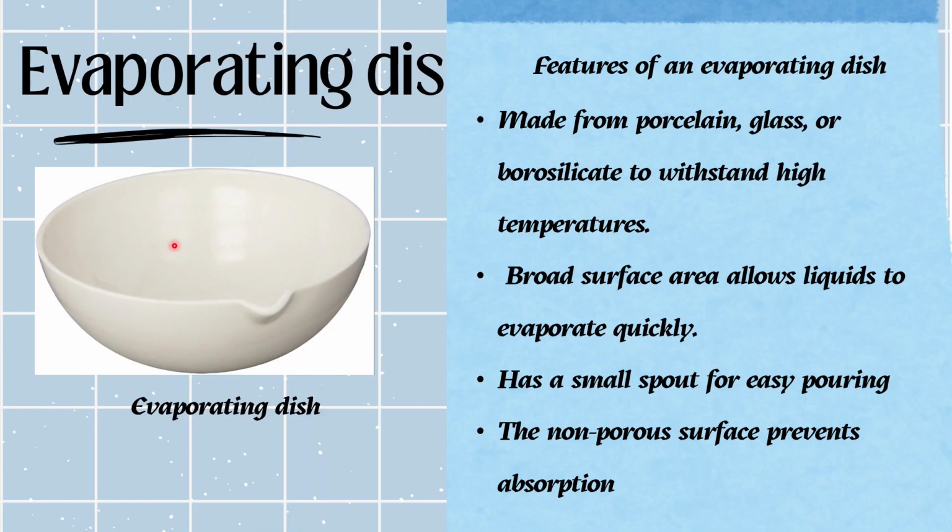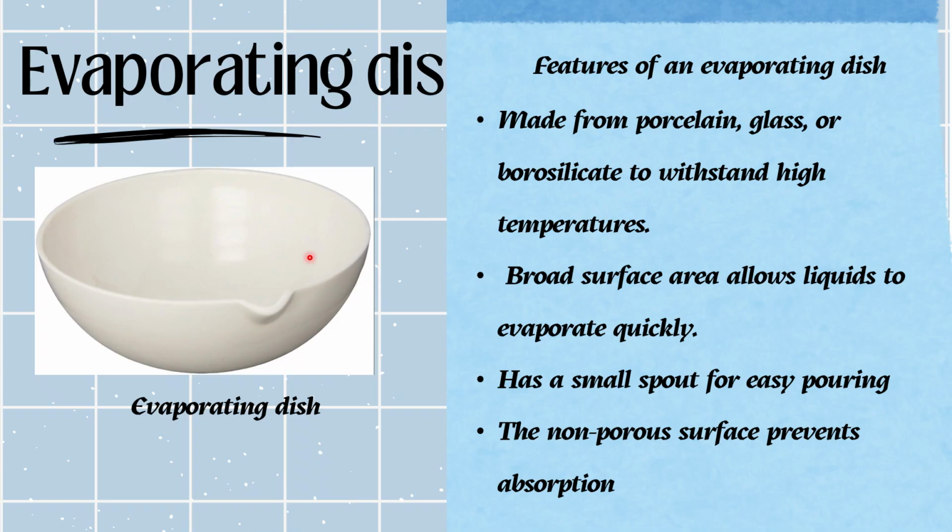So if you have to carry out evaporation and you have to heat it for a long time, an evaporating dish is ideal. Now, since it has a broad surface area, it allows evaporation to be carried out quickly, because we know that with a wide surface area, evaporation is faster, and with a small surface area, evaporation is slower.